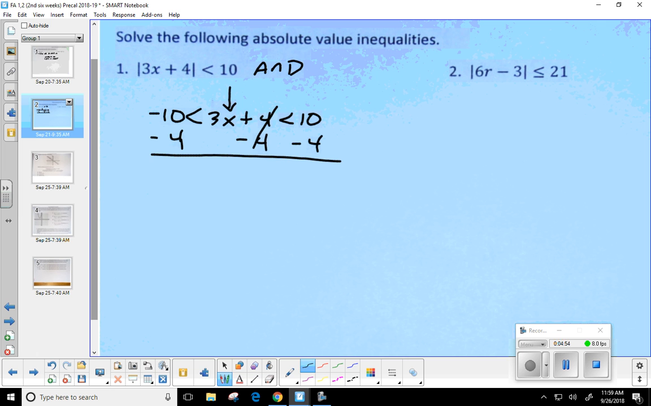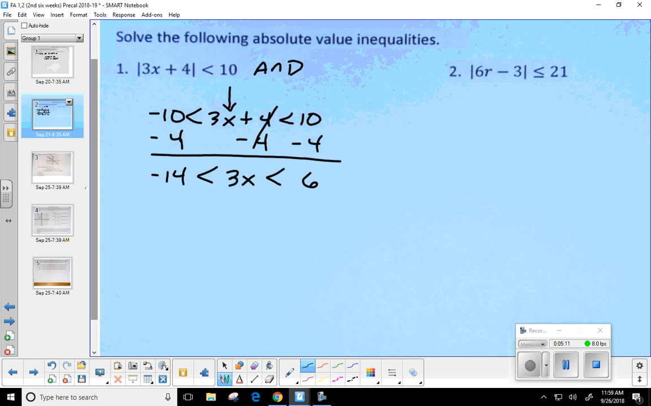These opposites are going to cancel. I have 3x in the middle. The symbols just come right down with it. Negative 10 minus 4 is negative 14, and 10 minus 4 will give me 6.